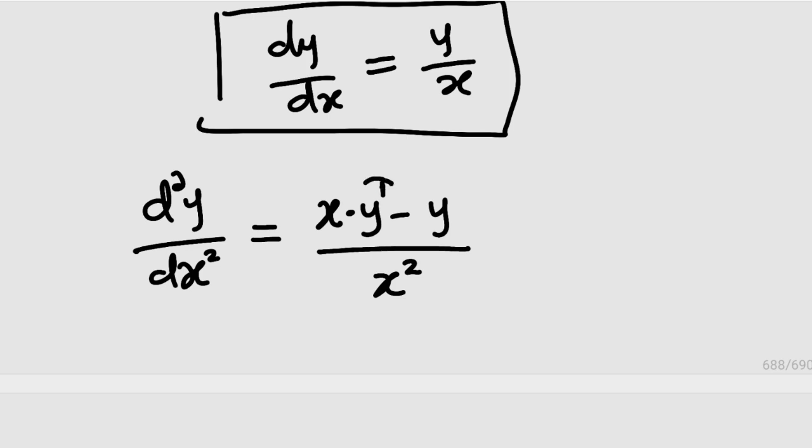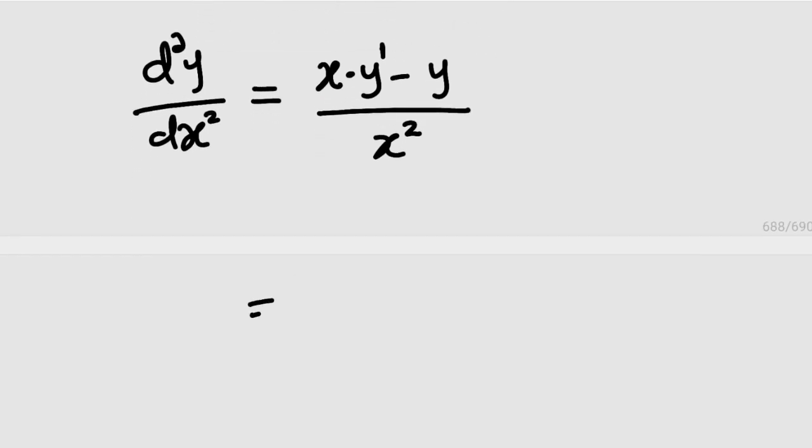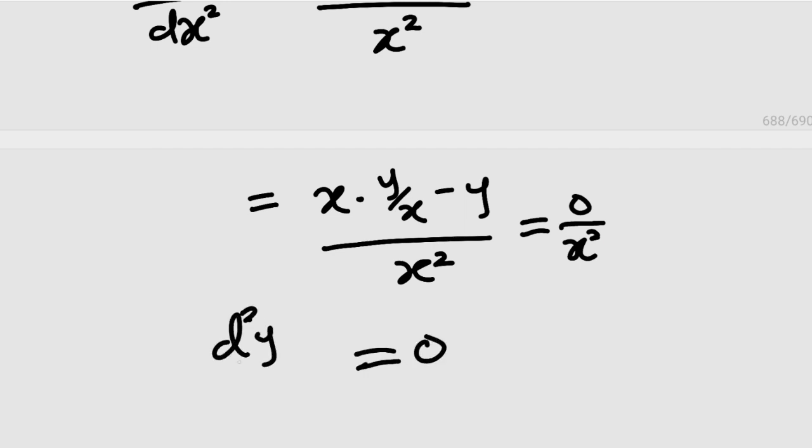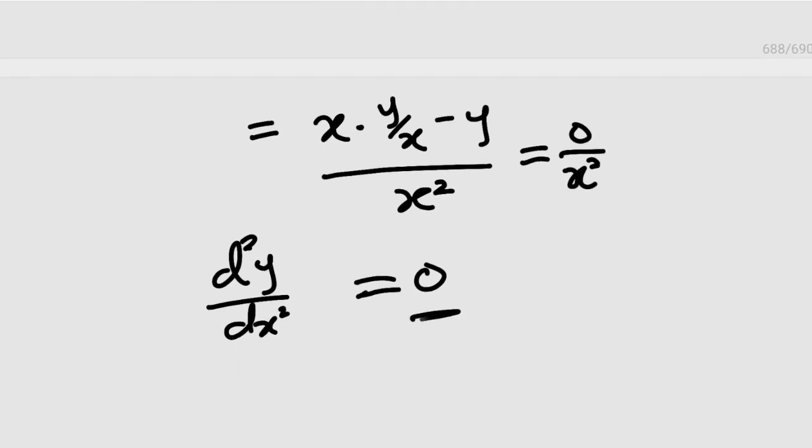But remember that y prime is first derivative, which we have as y divided by x. So let us bring it back. Therefore, this will be equal to x multiplied by y divided by x, then minus y divided by x squared. If you multiply these two together, you're going to obtain y, and y minus y is equal to 0. So this is equal to 0 divided by x squared, which is equal to 0. Therefore, d squared y divided by dx squared, which is the second derivative, is nothing but 0.